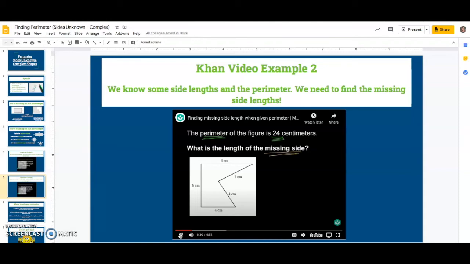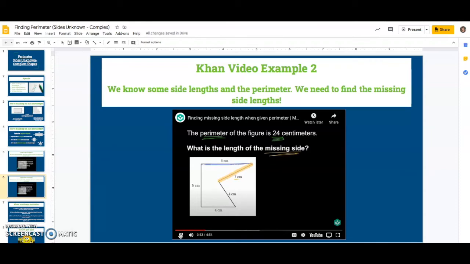Well, the missing side is going to be the side we're not told, so it will be this one here because we have this question mark. It's missing, it is not labeled. So we've got to figure out what number should go on this missing side so that the entire length is 24 centimeters. So let's start with what we do know.